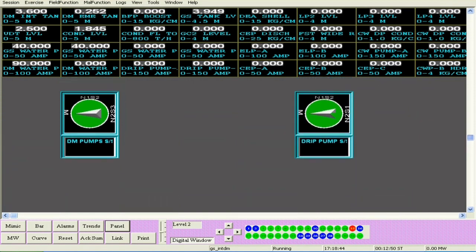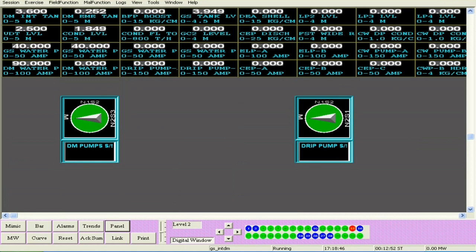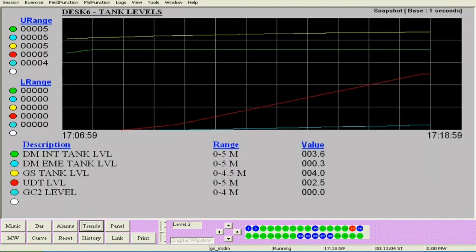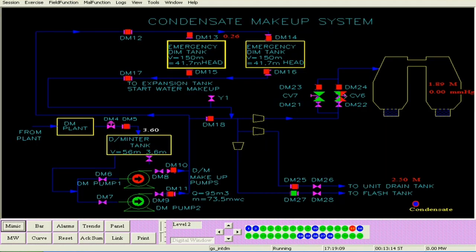So we go to the condensate panel. There, the DM makeup pumps are on manual. We make pump number 1 the running pump, and standby is pump number 2. So the UDT level is 2.5. UDT has been filled up completely.